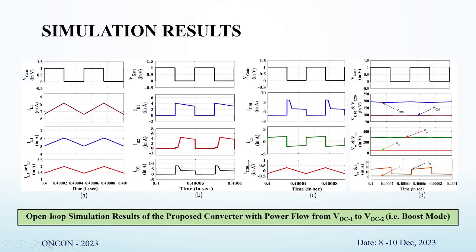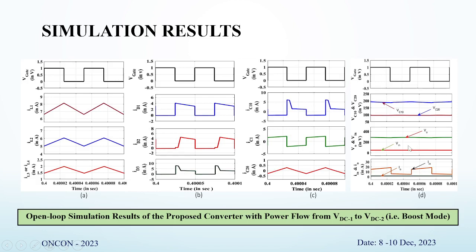This is a simulation result of the proposed converter, when the converter is operating from VDC1 to VDC2, I mean boost mode. So this simulation result can be observed. During on mode, all the inductors store energy. During off mode, all the inductors release energy. As I talked about earlier, this is a diode current waveform. This is the capacitor current waveform.